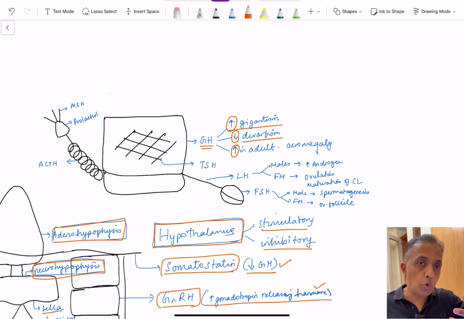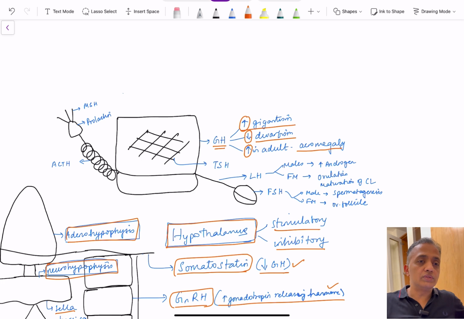Their voice becomes hoarse, their hands become really big, they have coarse facial features. This is called acromegaly. So acromegaly is caused by increase in growth hormone production in adults. Gigantism is increase in growth hormone in prepubertal patients. Dwarfism is decrease in production of growth hormone. You all know Lionel Messi was suffering from dwarfism.